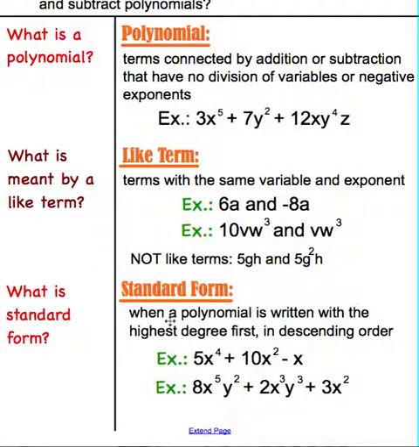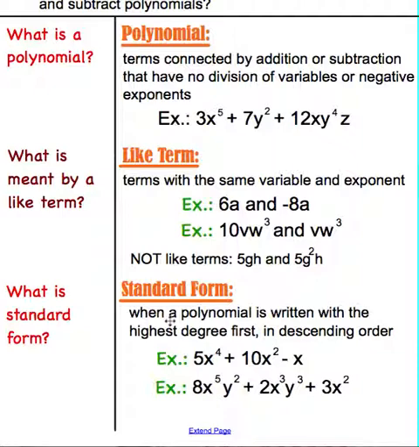The second one, 8x to the fifth y squared plus 2x cubed y cubed plus 3x squared. We always want to go in alphabetical order. And so the x is what is more important to us about highest degree. So we have x to the fifth, then x to the third, then x to the second.